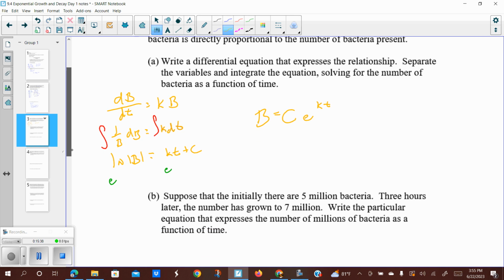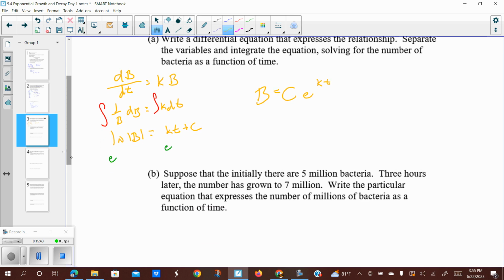All right, part B. Suppose that initially there were 5 million bacteria. 3 hours later, the number has grown to 7 million. Write the particular equation that expresses this number of millions of bacteria as a function of time. So, one of the things we need to do first here is solve for K. We've got to solve for that proportionality constant. That wasn't just given to us here. So let's solve for the proportionality constant.